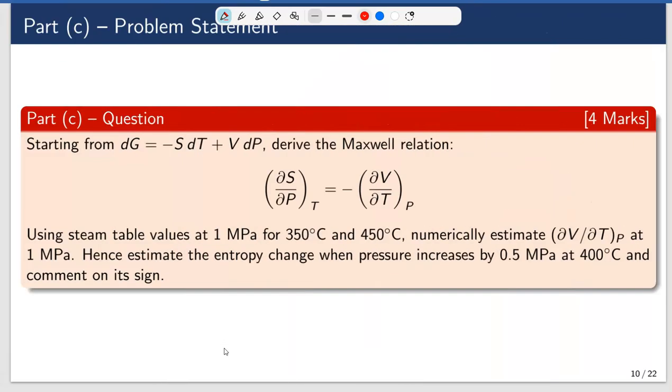Now next, question number C. So we know dG is equal to minus S dT plus V dP. From the Maxwell relationship, we will find that dou S by dou P at constant T is equal to minus dou V by dou T at constant pressure. And at 1 megapascal, we have to calculate the entropy change. For that we need to calculate del V by del T, and for that we need some intermediate data. From that we can do the interpolation and get dou V by dou T. For that we need the values at 1 megapascal 350 degree centigrade and 1 megapascal 450 degree centigrade. Based on that we can calculate.